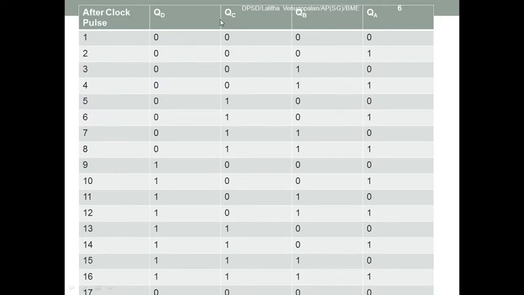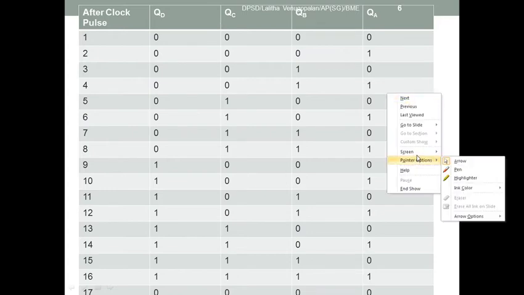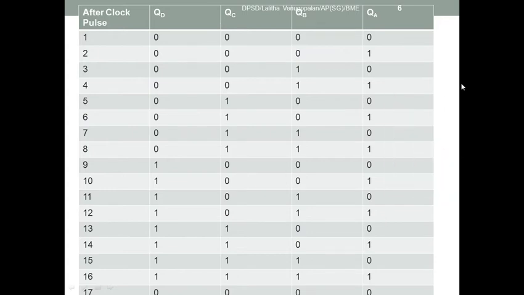So now if you observe, QA changes for every clock pulse. So it is toggling. Like it is 0 for one clock pulse, 1 for the next one, and then 0 for the third, and 1 for the fourth, and so on. So it is just toggling between 0 and 1 for every clock pulse.